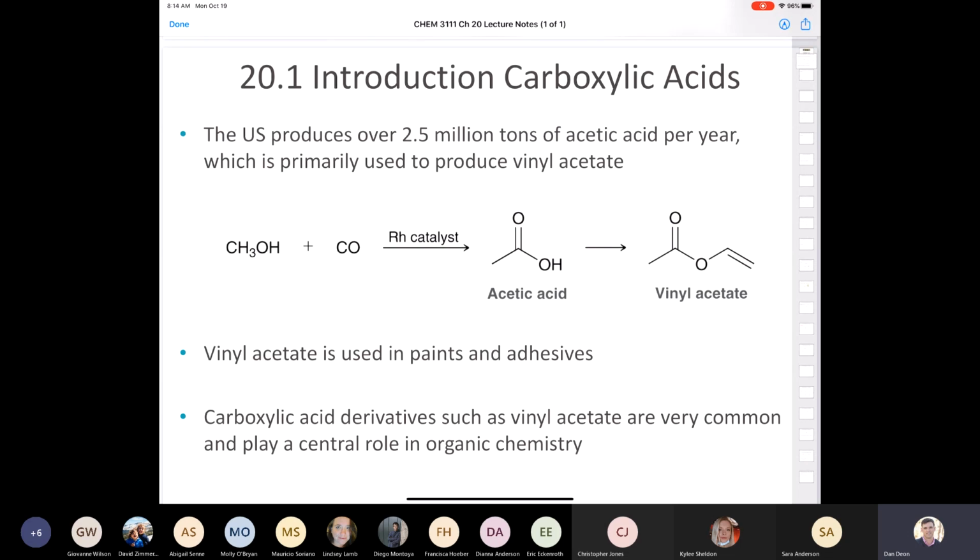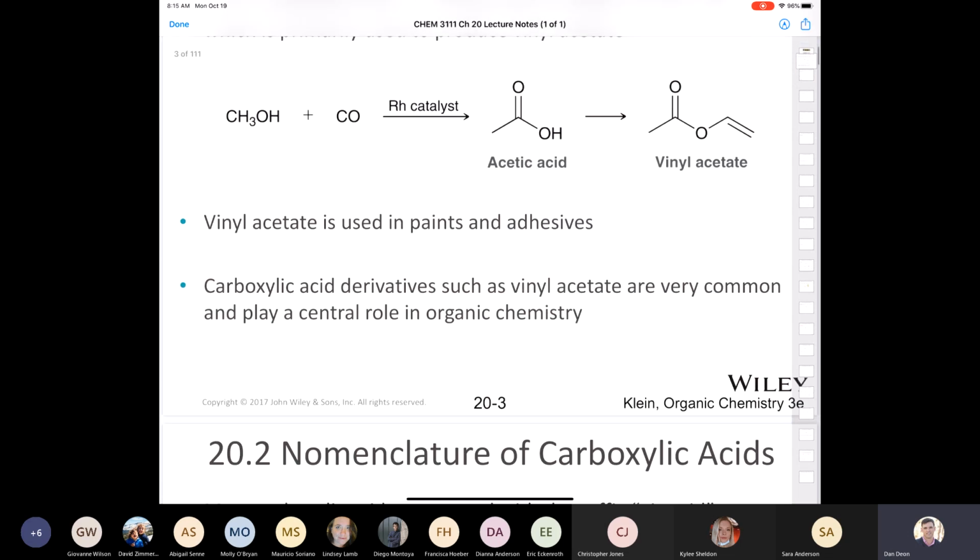And so carboxylic acid derivatives like vinyl acetate are very common and play a central role in organic chemistry. And that's why the title of this chapter isn't just carboxylic acids, but it's carboxylic acid derivatives as well. So we're going to be looking at more than just carboxylic acids. We'll also spend a lot of time talking about acid chlorides, anhydrides, esters, amides later on.